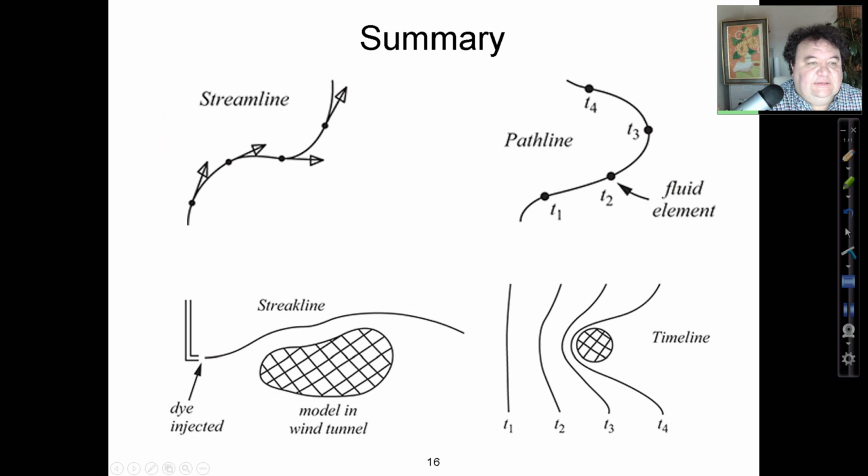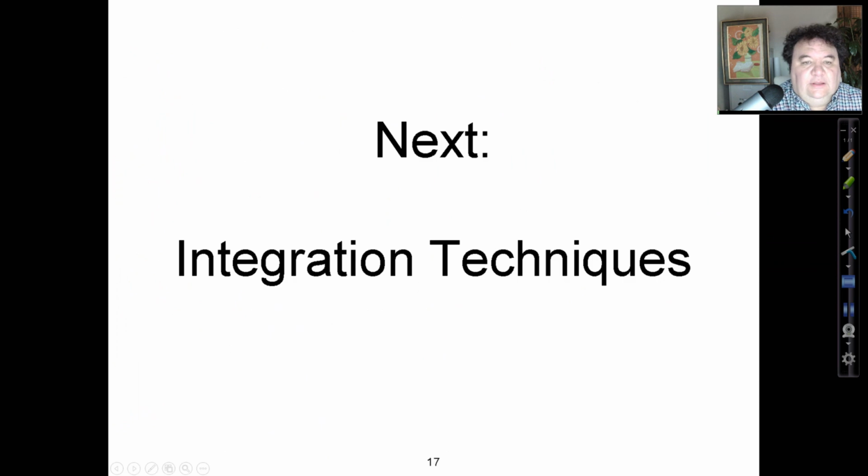To conclude this module, we looked carefully at the definition of streamlines, path lines, streak lines, and timelines as some fundamental building blocks to build effective flow visualization techniques for application in science and engineering. In the next module, we'll start focusing on integration techniques and how to compute practically these different types of lines in terms of an algorithm that can be coded on a computer.